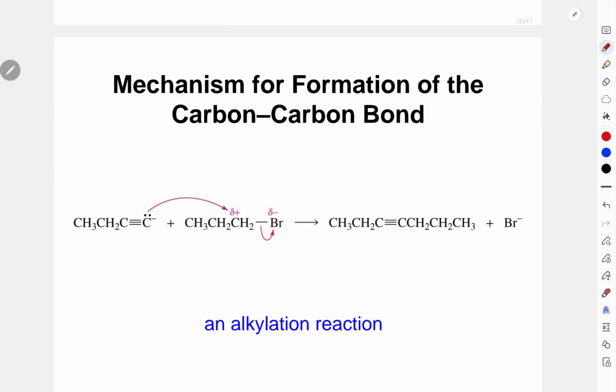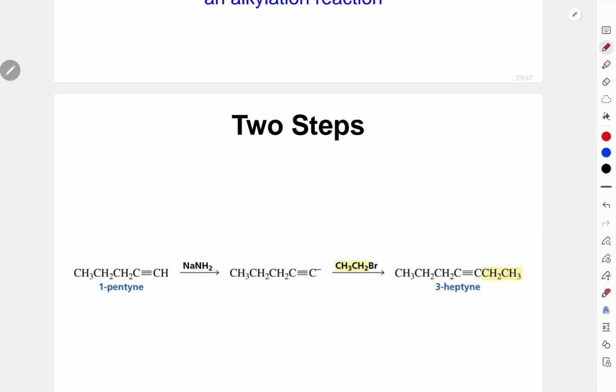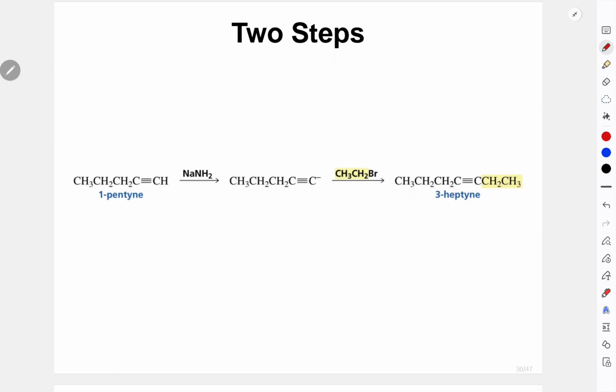So as a result, you can think about this overall scheme for a two-step reaction, starting from this terminal alkyne. You can deprotonate using this strong base, the amide anion. This will deprotonate the terminal CH bond to generate this acetylide anion, the carbon anion. And this can serve as a nucleophile for the alkylation step to give you the final product.